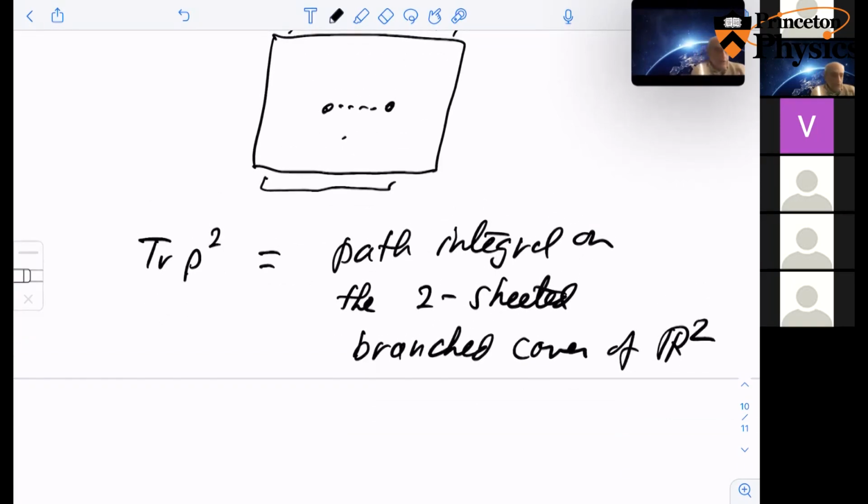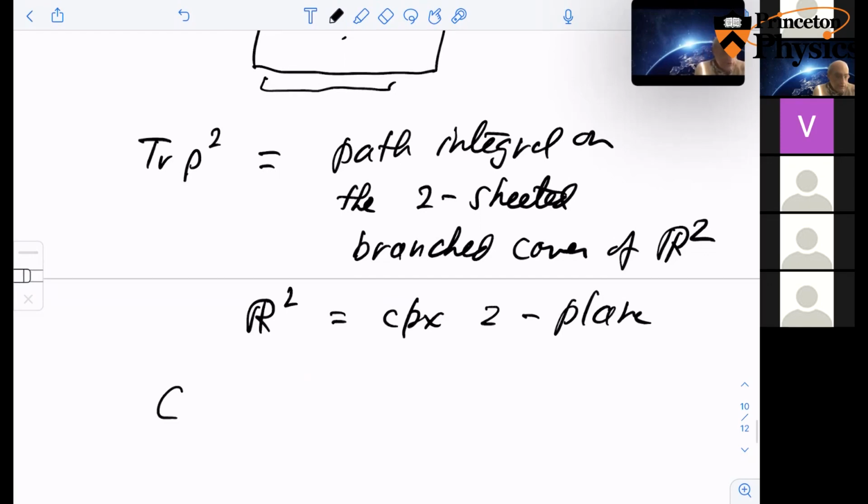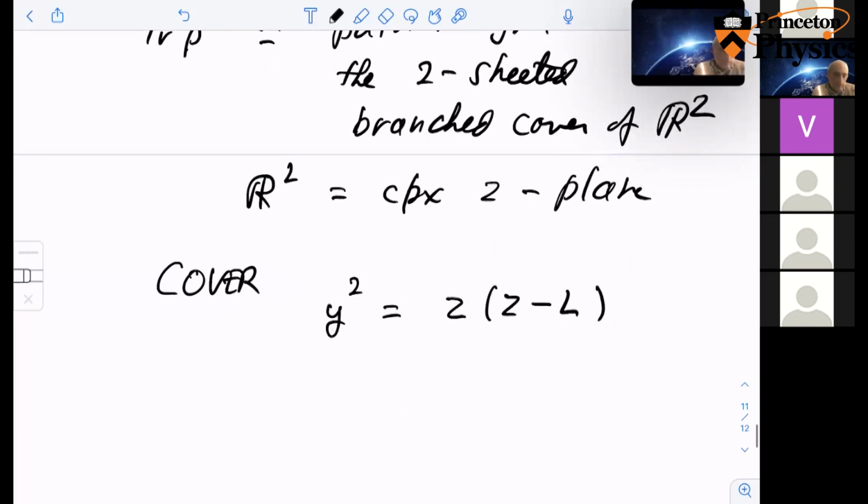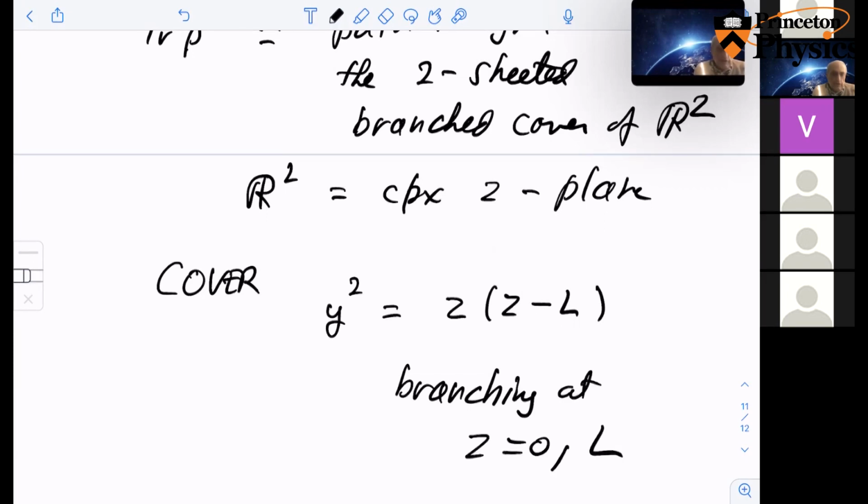Now, if you think of R2 as the complex z-plane, then the cover is described by an equation, y squared equals z times (z minus L), with branching at z equals 0 and L. To make an interval of length L, I've chosen the branching to be at z equals 0 and L.